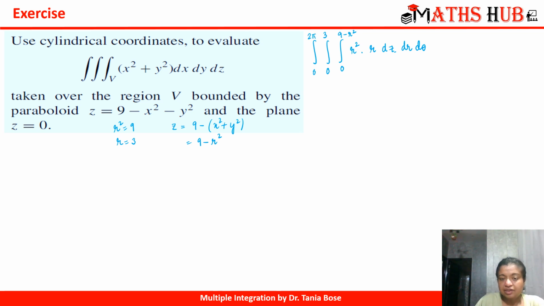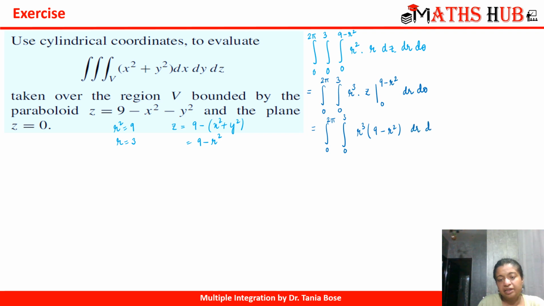So now let us try to solve this integral. So the innermost integral is with respect to z. So all the other variables are kept constant. So we have 0 to 3. R cube is constant and we have z. Let's put the limits from 0 to 9 minus r square and we get dr d theta. So that finally becomes 0 to 2 pi integration 0 to 3. R cube is constant. So we have r cube into 9 minus r square dr d theta.